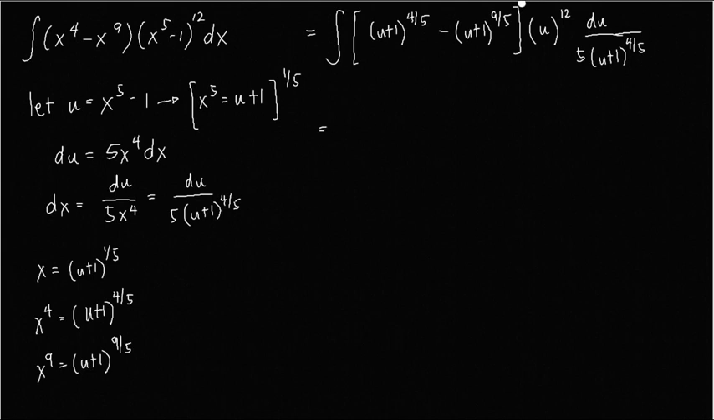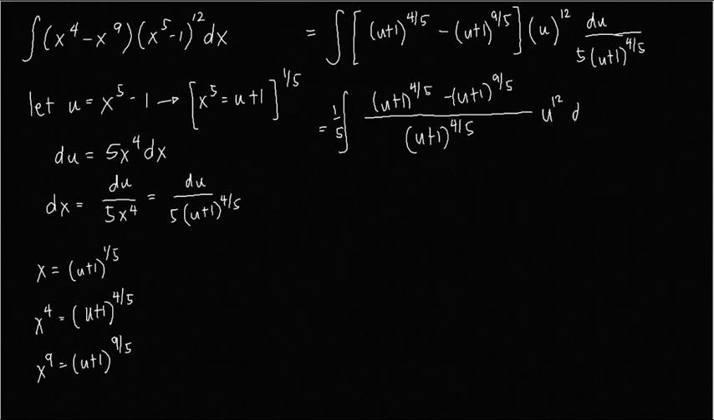Right. So, we do have what here? The u plus 1 raised to 4 fifths minus u plus 1 raised to 9 fifths. Okay, let us divide it, easy lang. Divide it by u plus 1 raised to 4 fifths, u plus 1 raised to 4 fifths. Then I will factor out 1 fifth outside because it is a constant, times u raised to 12 du. Okay, each term here can be divided by this one.